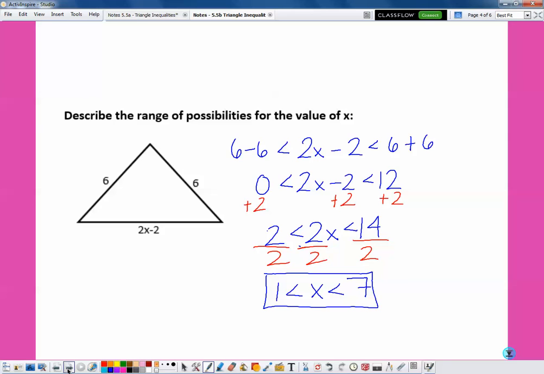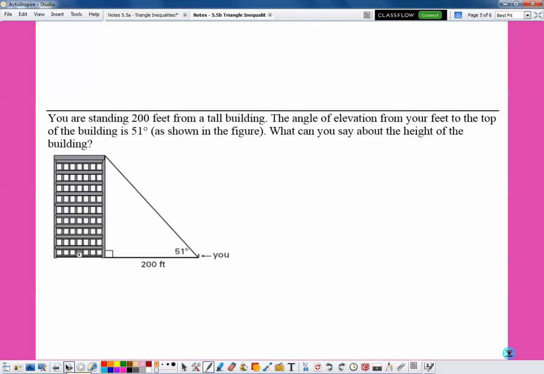On to our final example. You're standing 200 feet from a tall building. The angle of elevation from your feet to the top of the building is 51 degrees. What can you say about the height of the building? Well, before we can determine anything about the height of the building, what would be the third angle of this triangle? If this one is 90, we know there's only 90 left for the other two. 90 minus 51 would leave 39 degrees for this side.